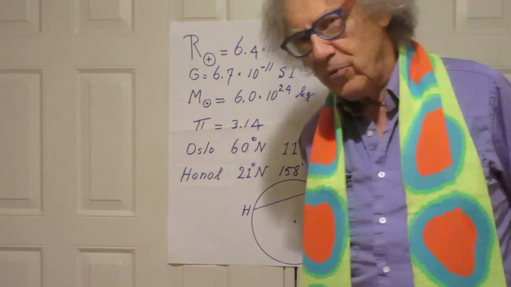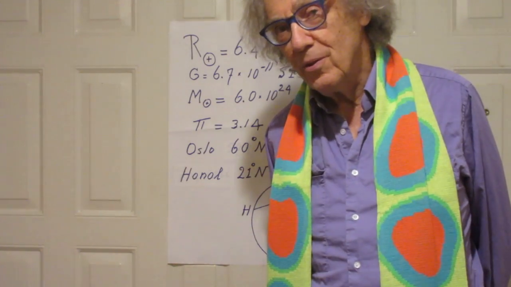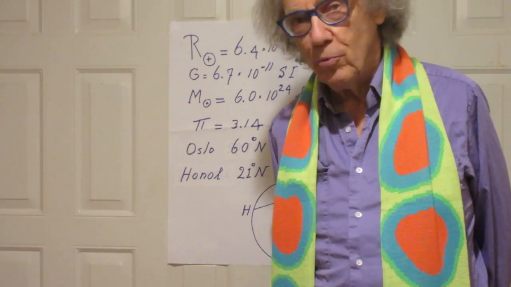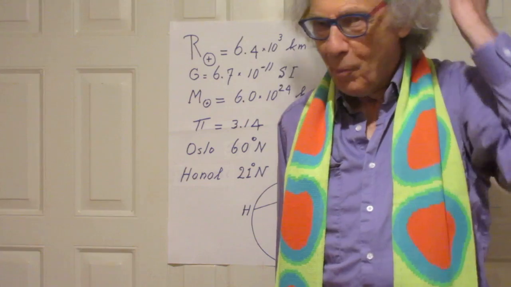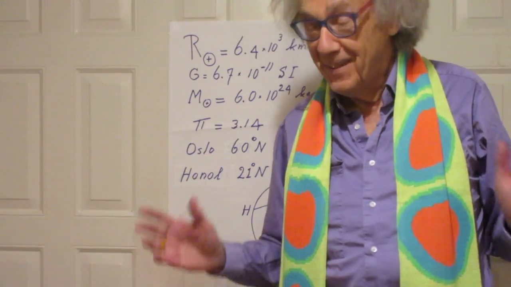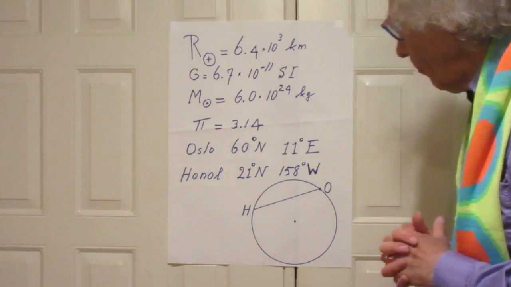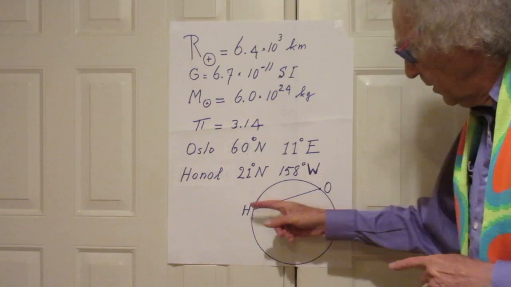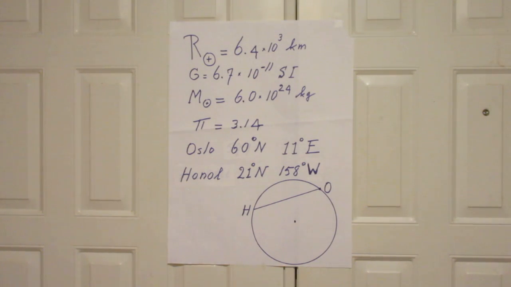And then I did something very naughty. I gave you the position of Oslo and the position of Honolulu in terms of latitude and longitude. But you don't need it. Yeah, you really don't need it. Okay, so let's now look at the solution, which is actually not very difficult.